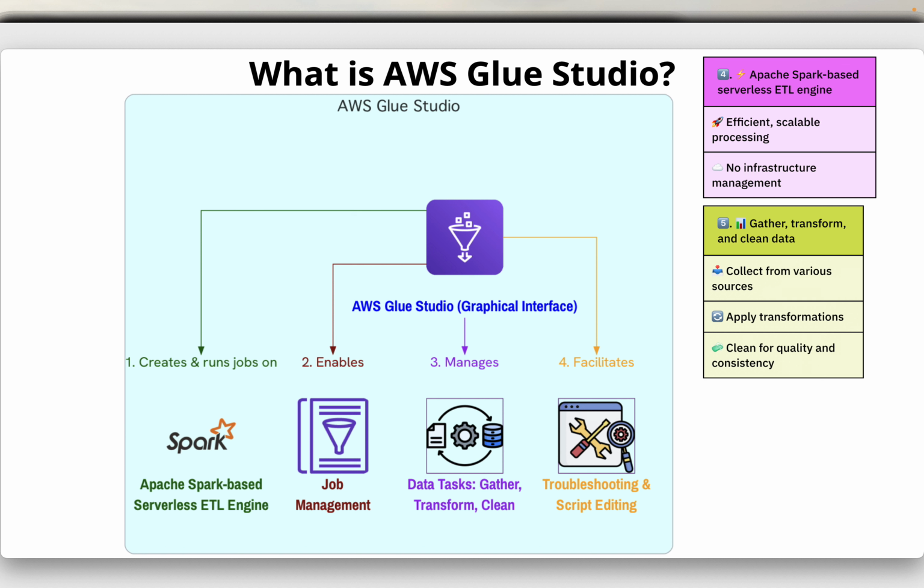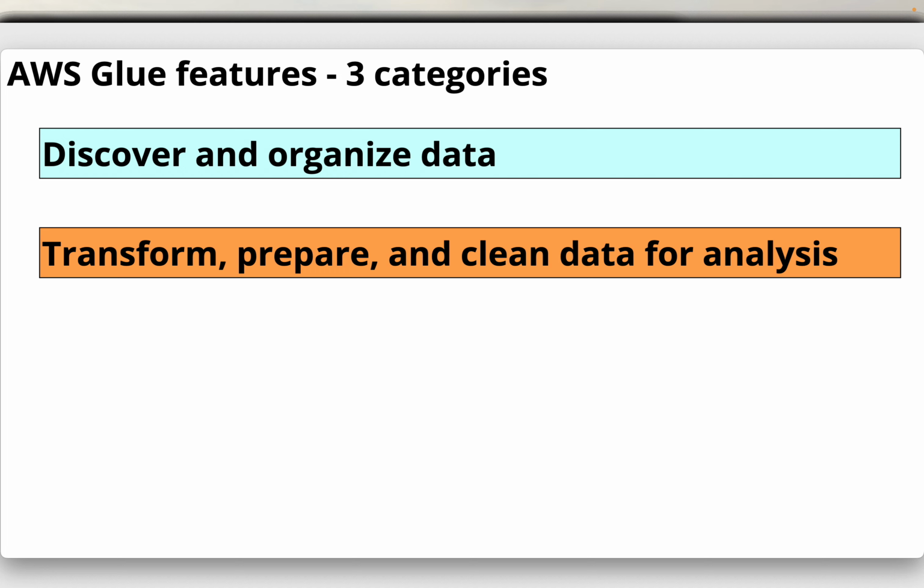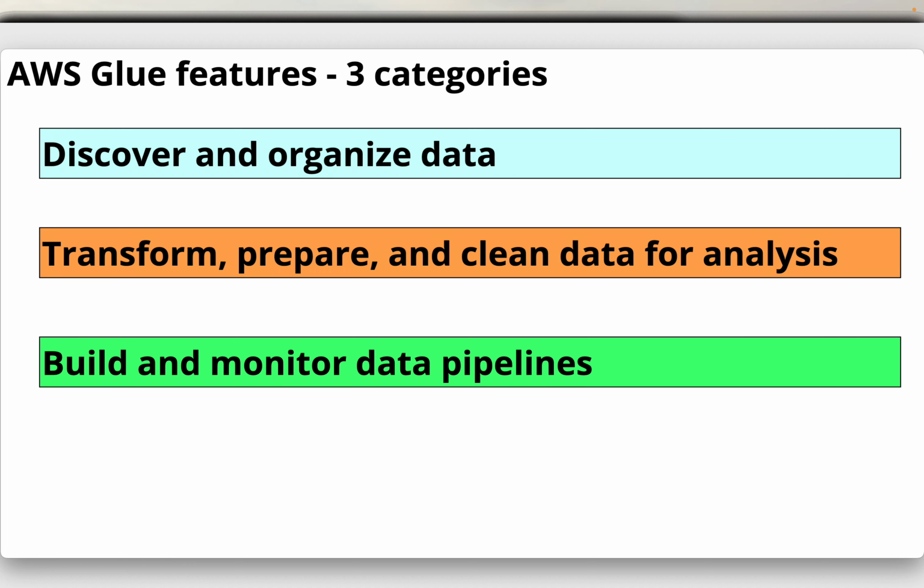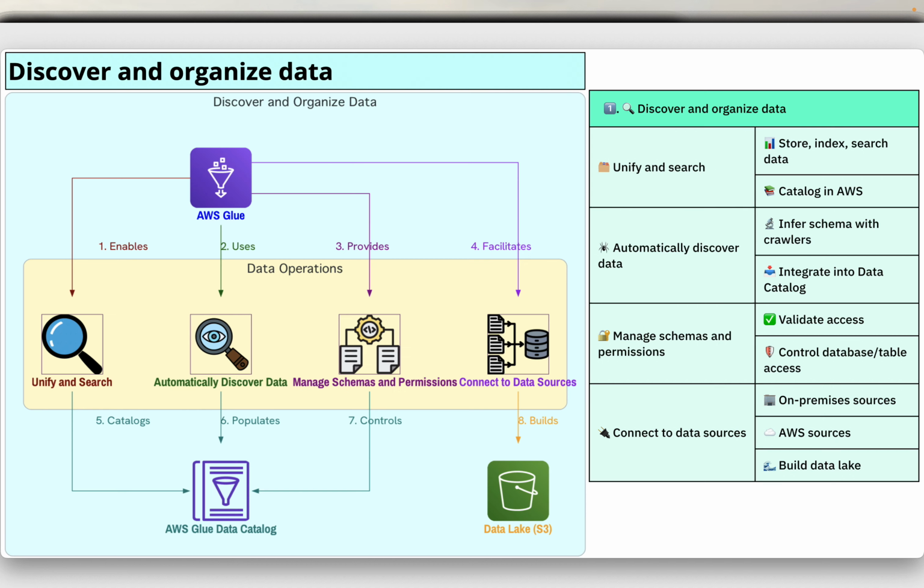Okay, AWS Glue features. Now we'll be covering all the features. There are 3 major categories. First is under discover and organize data. Second, under transform, prepare and clean data for analysis. And third category will be build and monitor data pipelines. So first is discover and organize data.